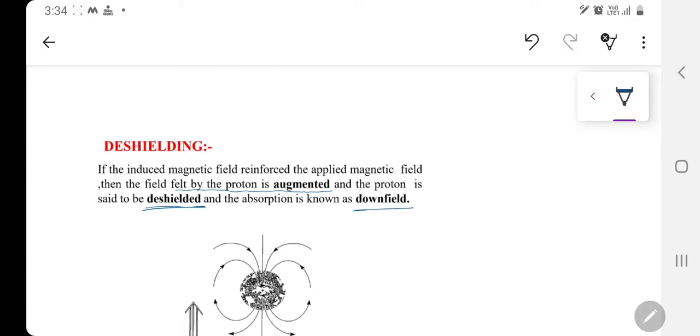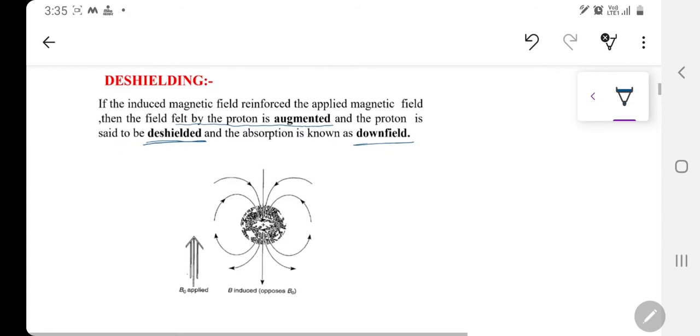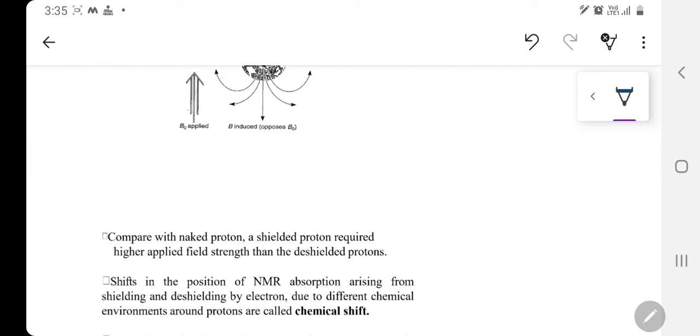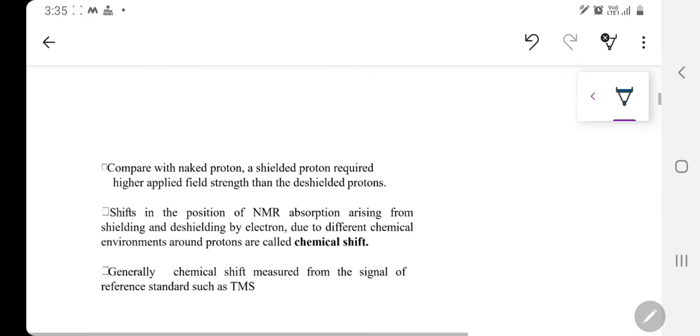Meaning the rotation of electrons, especially pi electrons, about the nearby nuclei generates a field that can either oppose or reinforce the applied field at the proton. If the induced field opposes the applied field, then the proton is said to be shielded. But if the induced field reinforces the applied field, the proton feels a higher field strength and thus such a proton is said to be de-shielded. So shielding shifts the absorption upfield and de-shielding shifts the absorption downfield to get an effective field strength necessary for absorption.